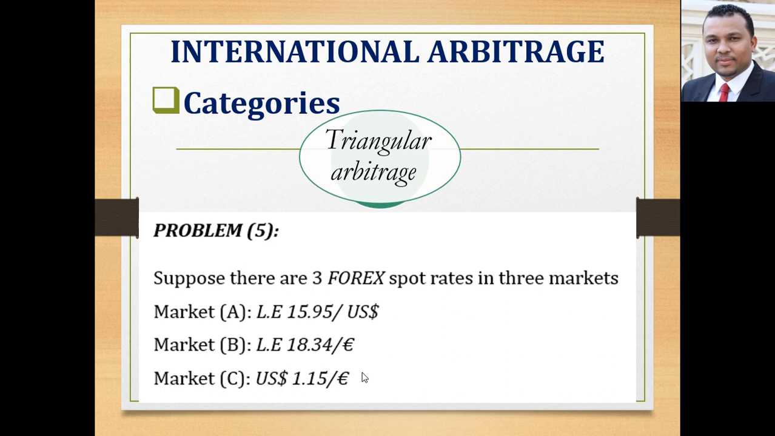Cross forex rate. Suppose we will choose or select market A and market B because Egyptian pound is on the left side. You can check the cross forex rate between market B and market C because euro is on the same side, right side. Well, LE 18.34 Egyptian pounds per euro. We can rewrite this rate as LE divided by euro.